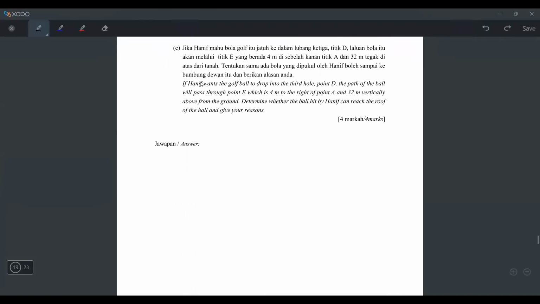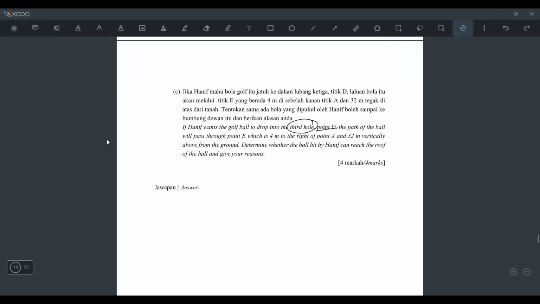Okay, let's look at C now. If Hanif wants the golf ball to drop into the third hole, point D, the path of the ball will pass through E, which is 4 meter to the right of A and 32 meter vertically above the ground. Determine whether the ball hit by Hanif can reach the roof of the hall. Give your reason.